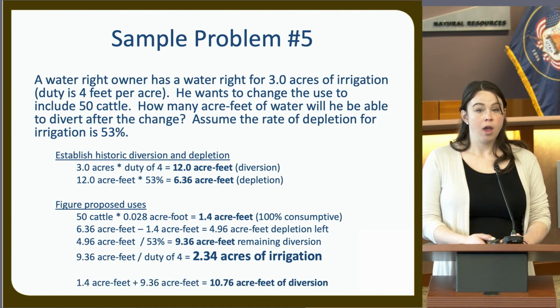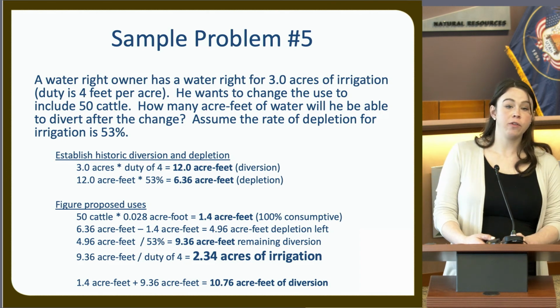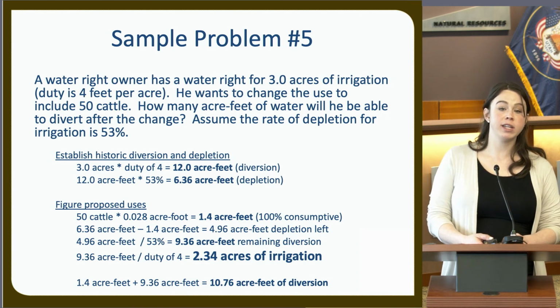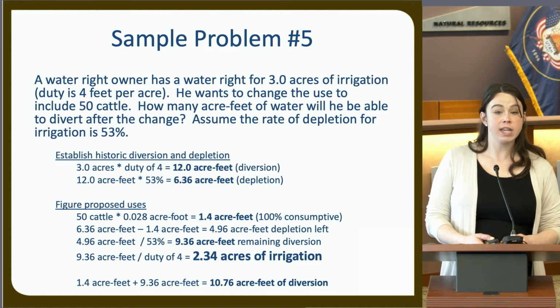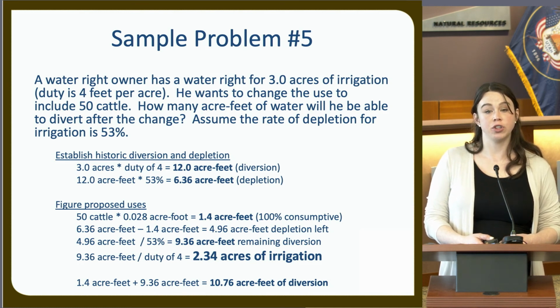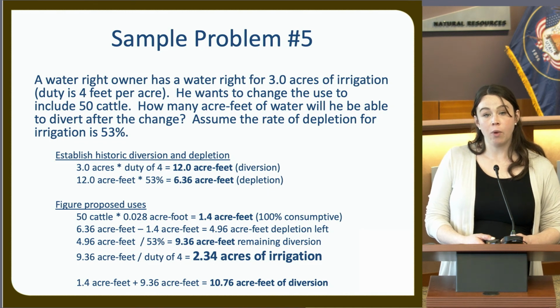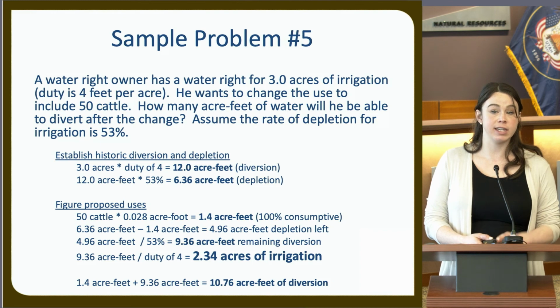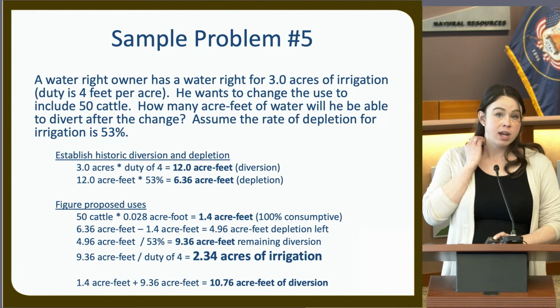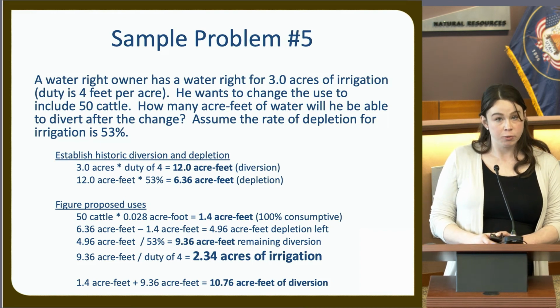So 1.4 acre feet plus the 9.36 acre feet, he has a total diversion of 10.76 acre feet. You can see how we went from 12 to now only 10.76 acre feet that he's able to divert. It feels a bit like a haircut, which is what we call it.